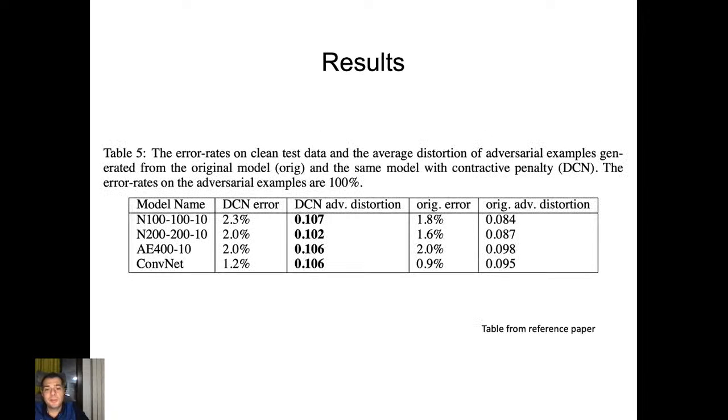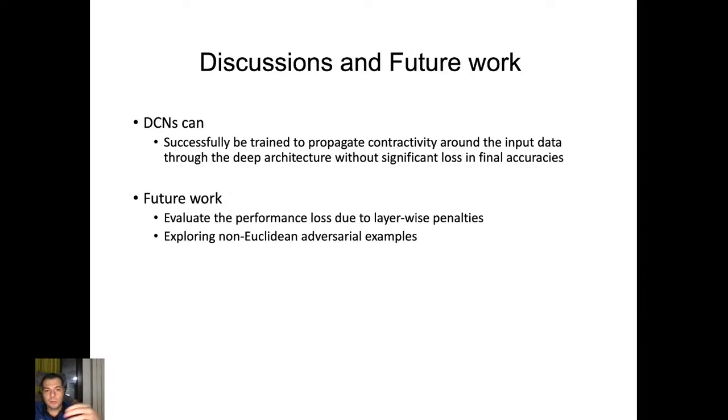So they quantify their success in terms of the average distortion necessary to reach 100% error on the test set. So you are still able to generate adversarial examples, but now you need a higher distortion in order to obtain this.